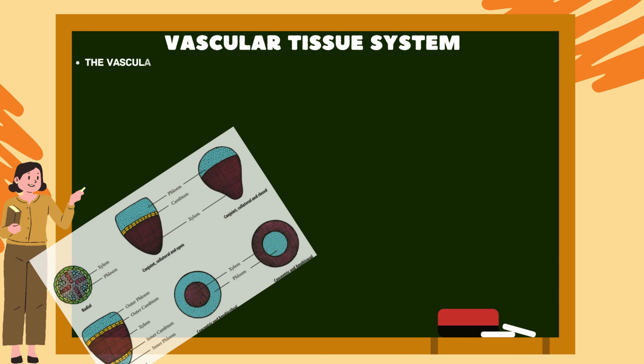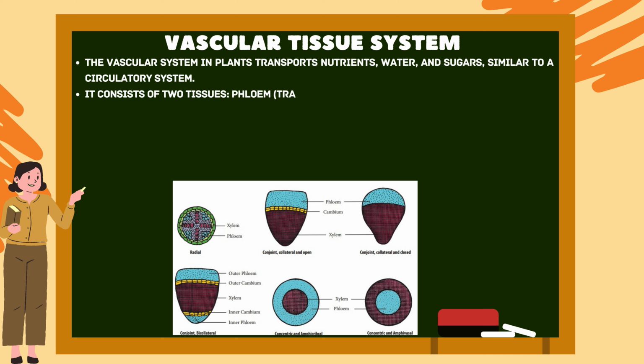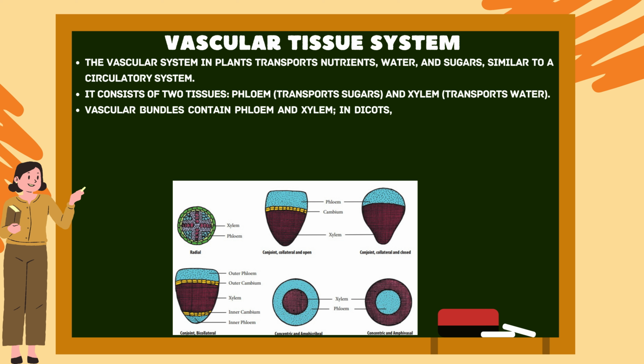Moving forward, vascular tissue system. The vascular system in plants is like their circulatory system, transporting nutrients, water and sugar throughout the plant. It is made up of two complex tissues, the phloem and the xylem. Together these tissues form vascular bundles, which are like the plant's blood vessels.